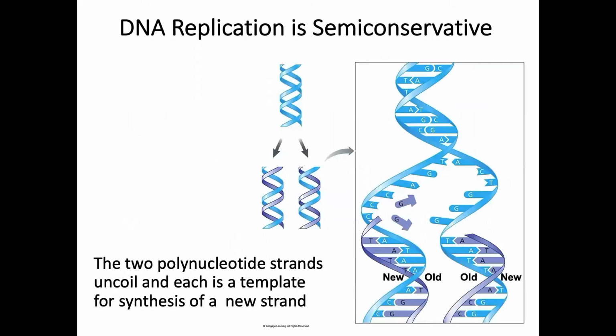Again, I would like to go over a few slides to repeat several key points. First, during DNA replication, two polynucleotide strands uncoil, and each is a template for synthesizing a new strand. A replicated DNA molecule contains one new strand and one old strand. This mechanism is called a semi-conservative replication.